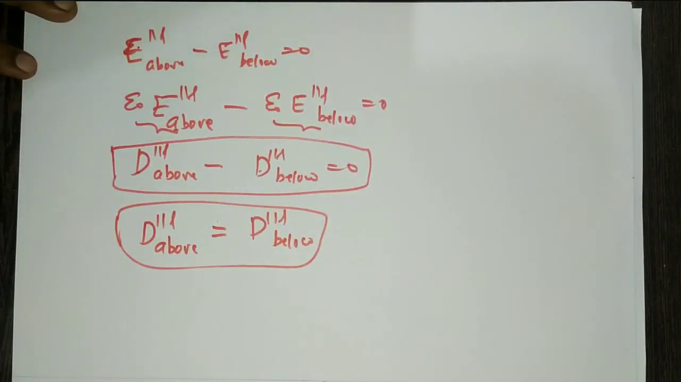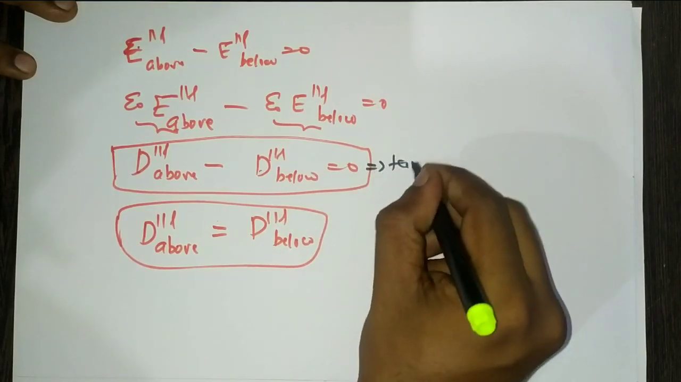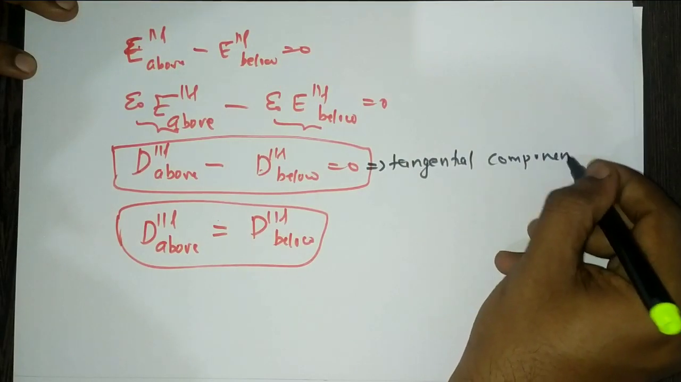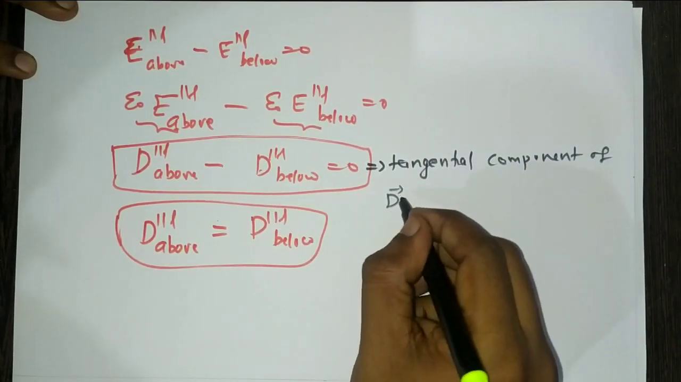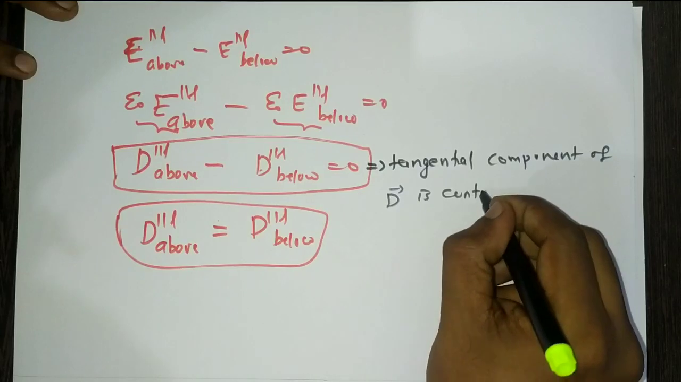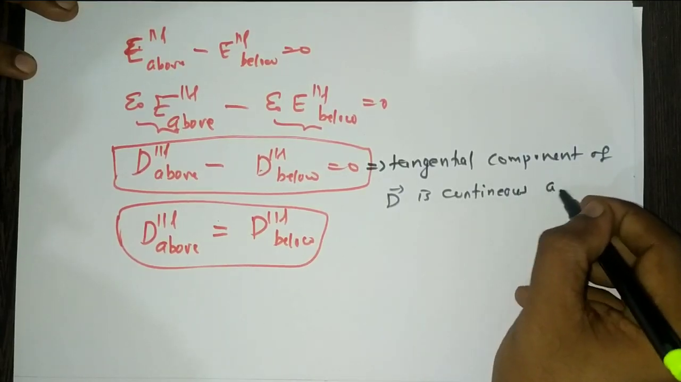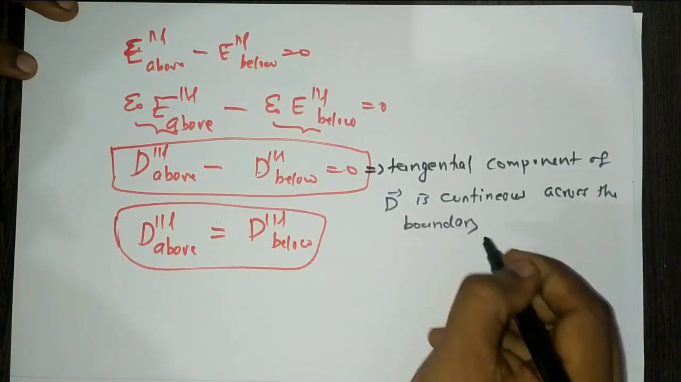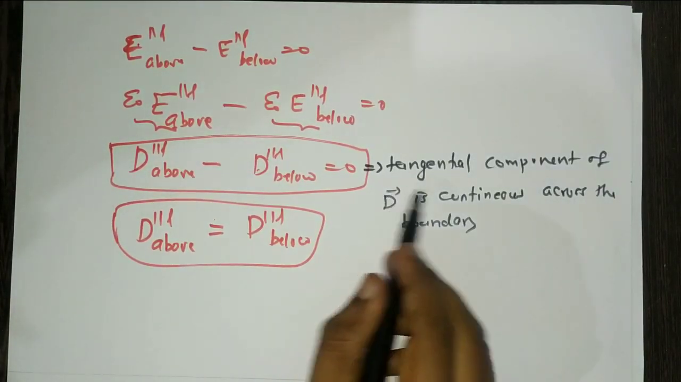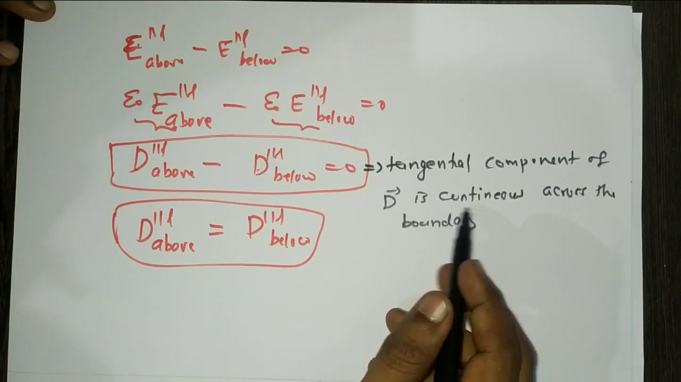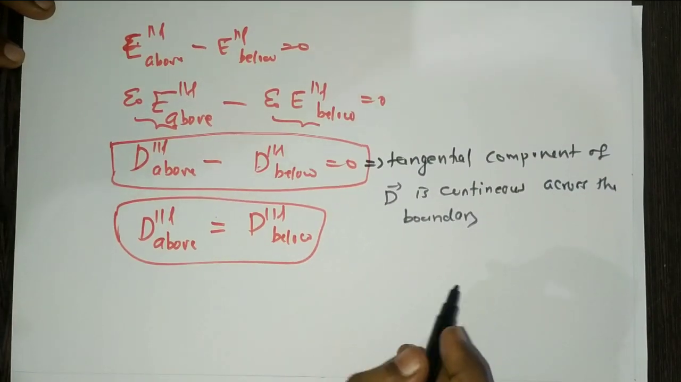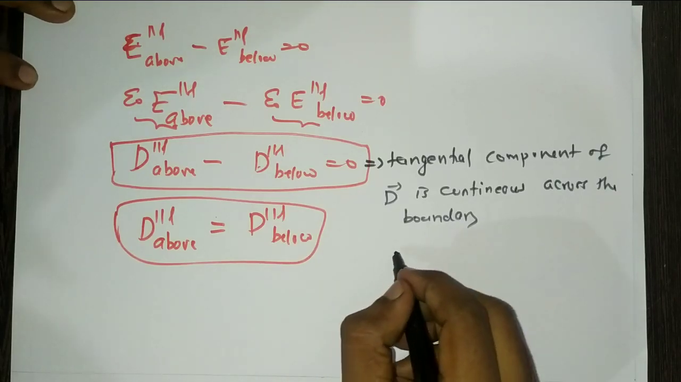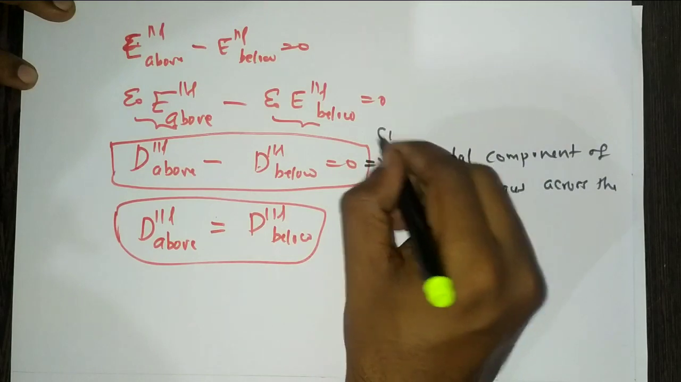The tangential component of the electric displacement vector is continuous across the boundary, whereas the normal component of D is discontinuous across the boundary. This is maybe the first boundary condition.